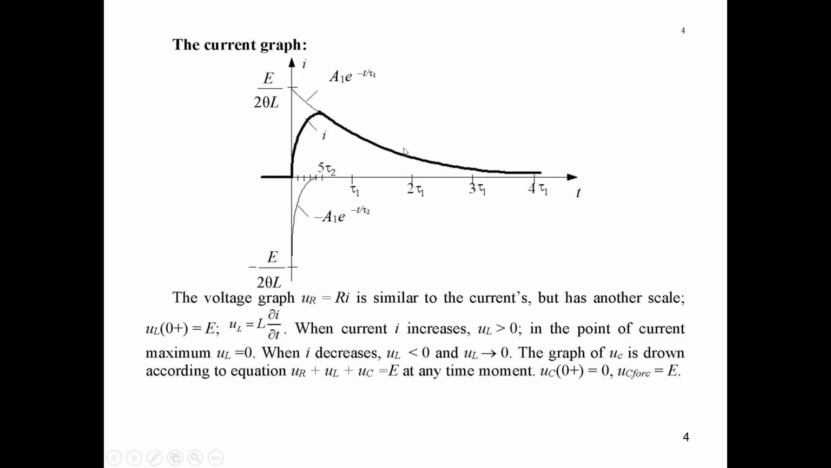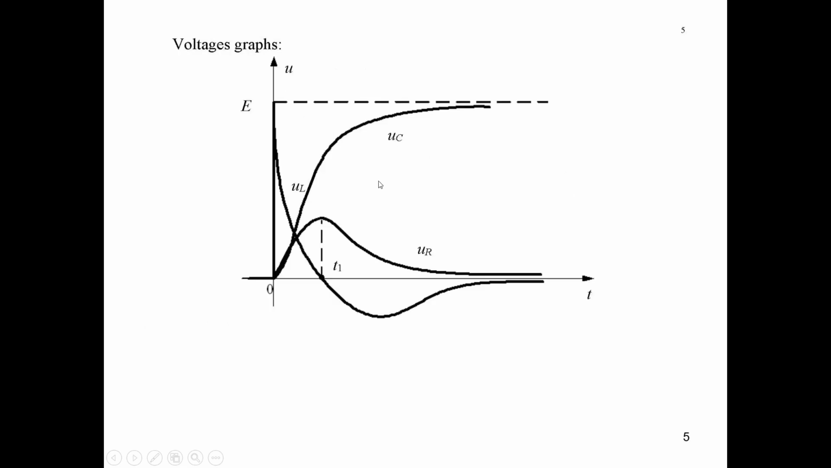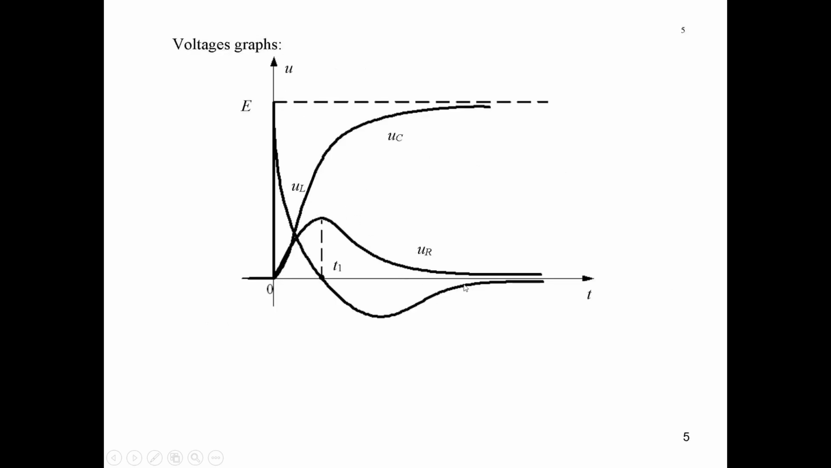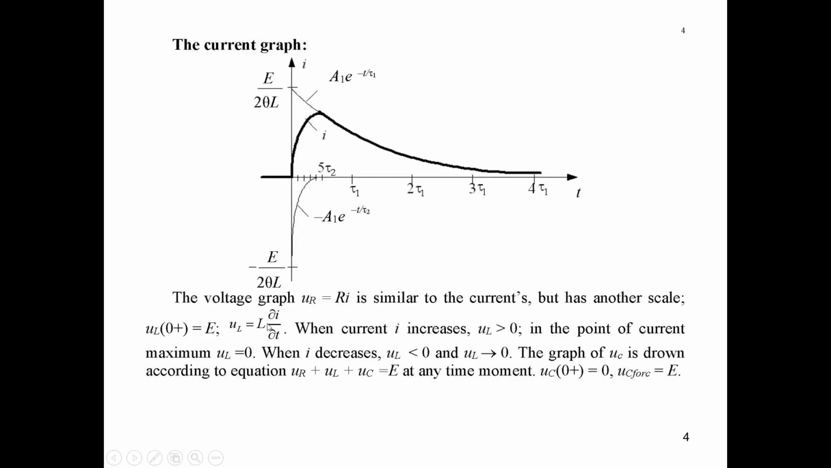And then it is necessary to depict graphs of changing in time of voltages. You see, firstly, let's depict the changing in time of UR. It will be of the same character as I, because UR equals R multiplied by I. So these two graphs, I mean I and UR, will differ only by this coefficient, and their character will be the same.